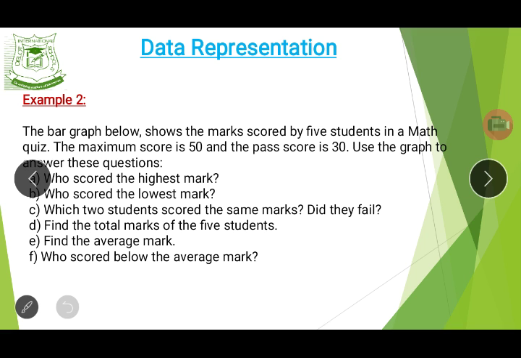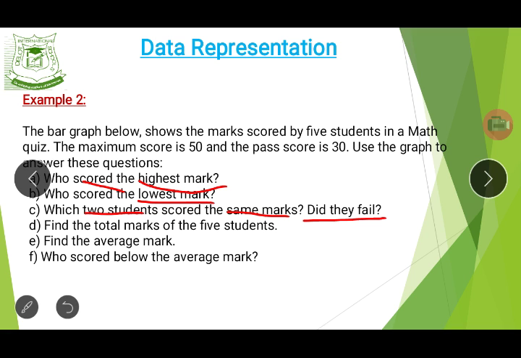Number 1, who scored the highest mark? We want to look at who scored the highest mark. Number 2, we want to look at who scored the lowest mark. Now we want to look at which 2 students scored the same marks, right? And then we try to find out, did they fail? Those students that scored the same marks, did they fail?